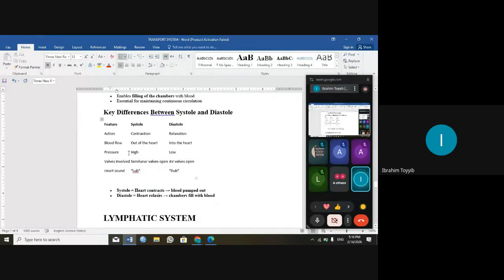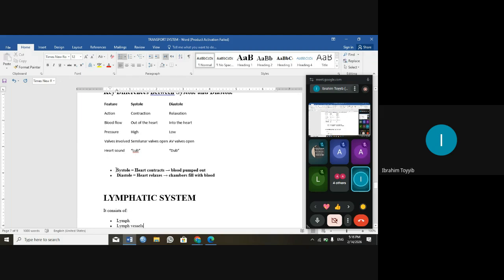The pressure is high in systole, that is contraction. You see that your rib will come up, the pressure is high. Which pressure is higher, when you are breathing in or when you are breathing out? When you are breathing in, the pressure is high. When you are breathing out, you relax, the pressure is low. So the valves: in systole, the semilunar valves open, and the atrioventricular valves open in diastole. So the sound is lub dub.